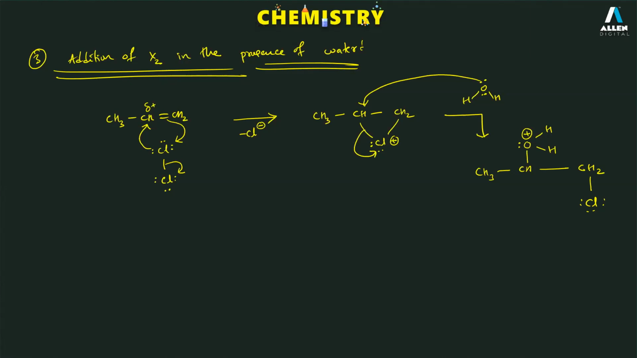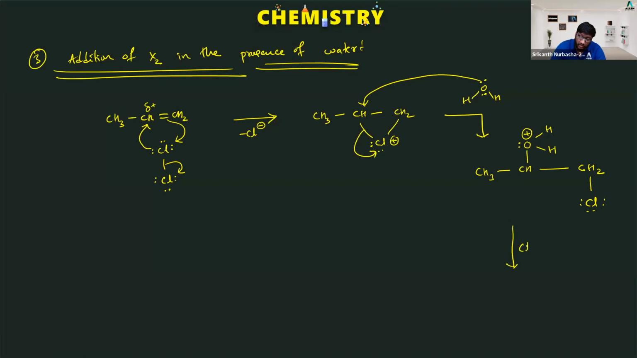Unstable, because oxygen is more electronegative. The chloride ion which is released in the first step will now try to pick up the proton, because the O-H electron density is actually moving towards oxygen. Why? Because oxygen is more electronegative, that is one point.